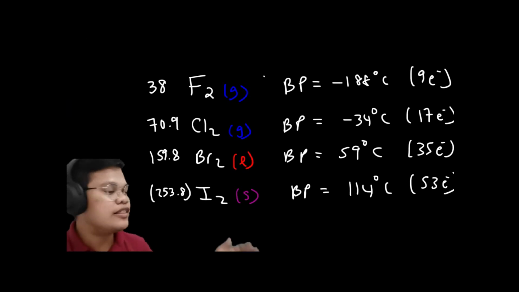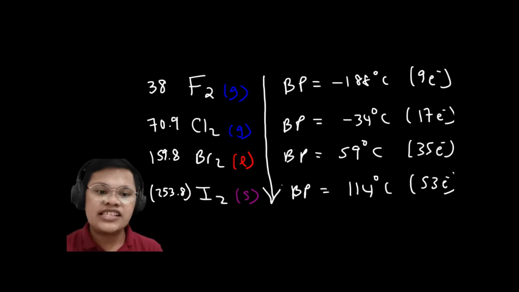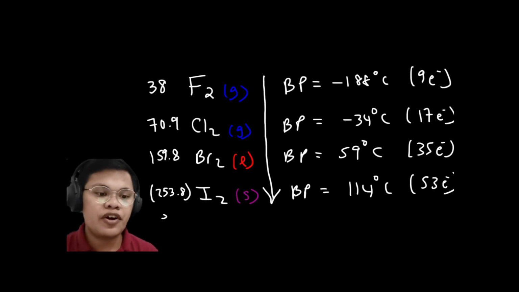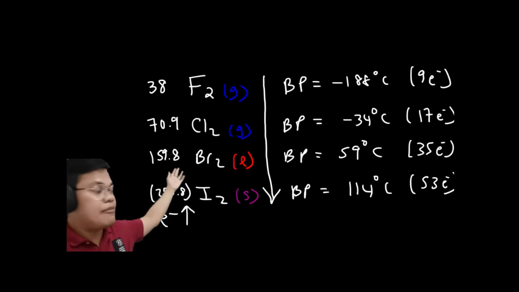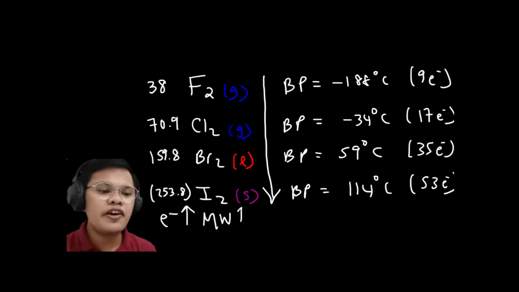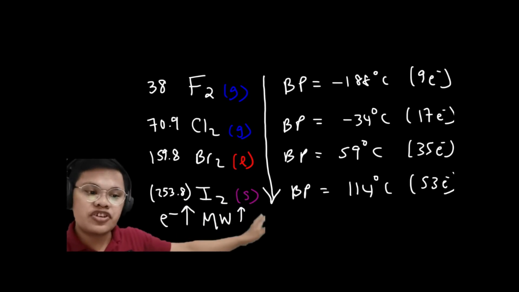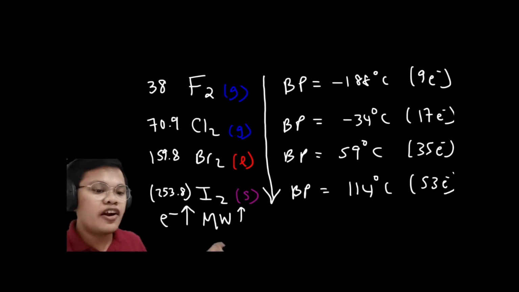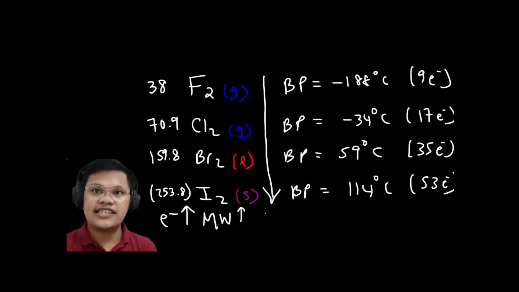So as we travel down the periodic table in group 7A, the group where all the halogens are, notice that the number of electrons increases, and so the molecules become more polarizable due to the increased number of electrons. So the molecular weight and the number of electrons are proportional. As the molecular weight increases, the number of electrons also increases.